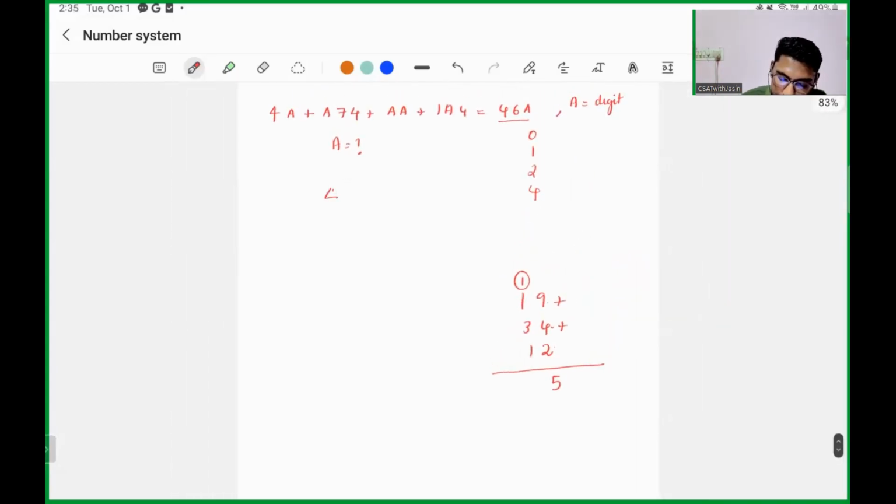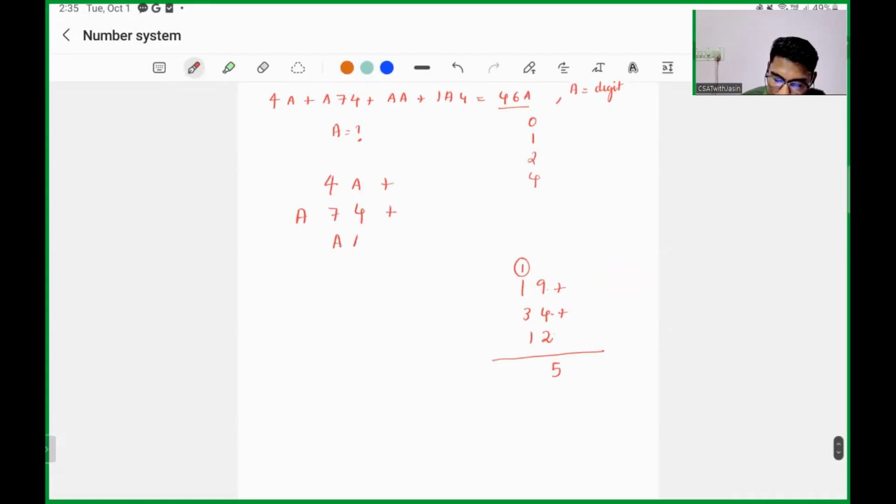So here 4A plus A74 plus AA plus 1A4. This is what we need to do. And we need to get 46A. The answer is actually 46A.